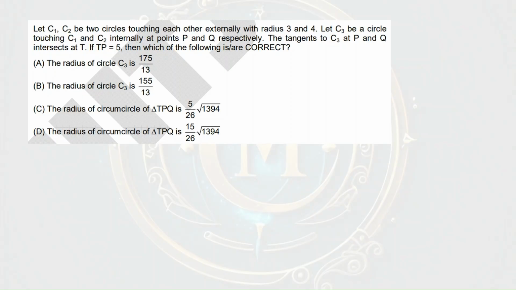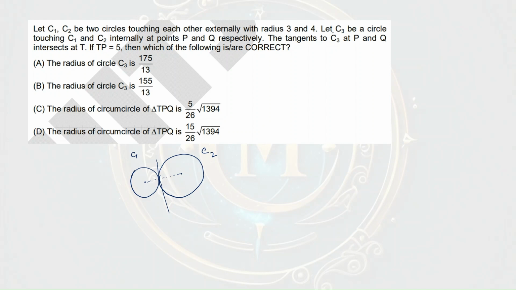Here it says, let C1, C2 be two circles touching each other externally with radius 3 and 4. So let us draw the diagram first. C1 is a circle of radius 3 and C2 is a circle of radius 4. So this is the circle C1 and this is the circle C2, and they are touching each other externally. That means this is the line joining both the centers of the circles, and this is their common tangent.